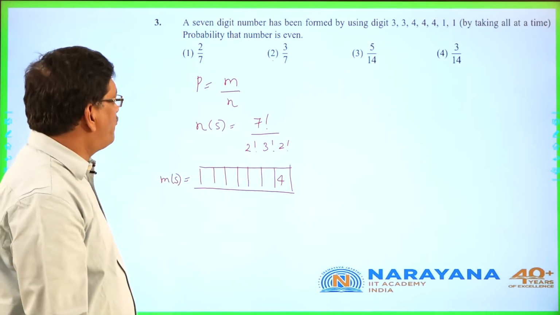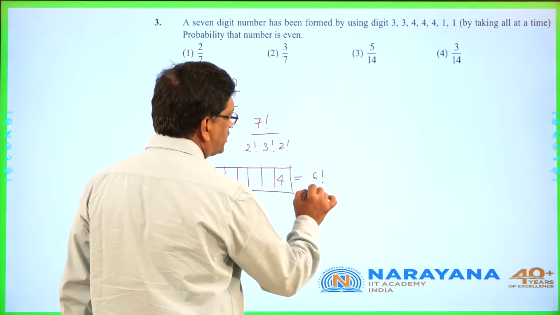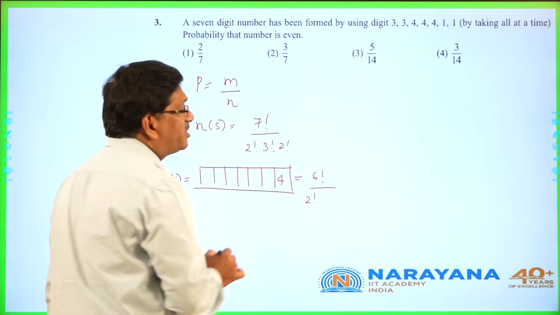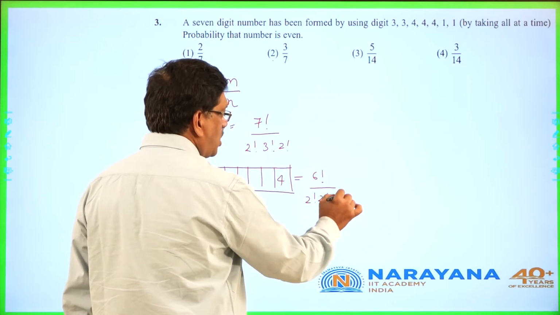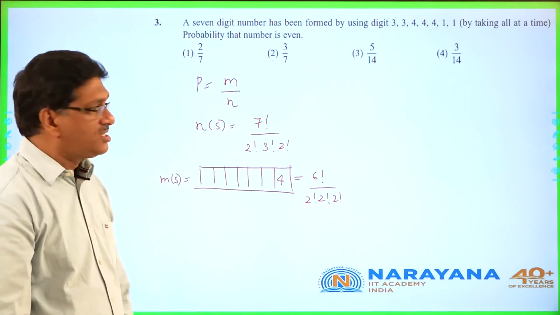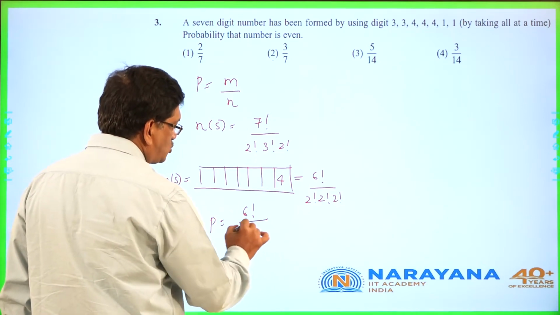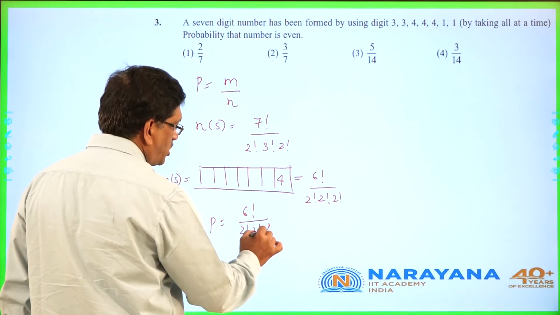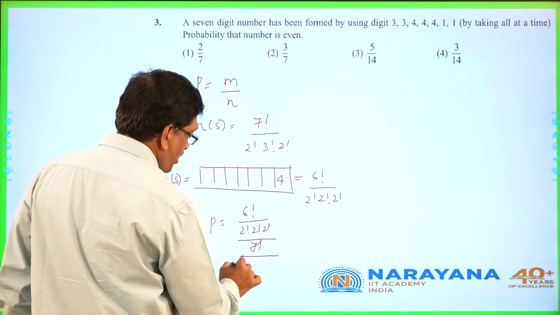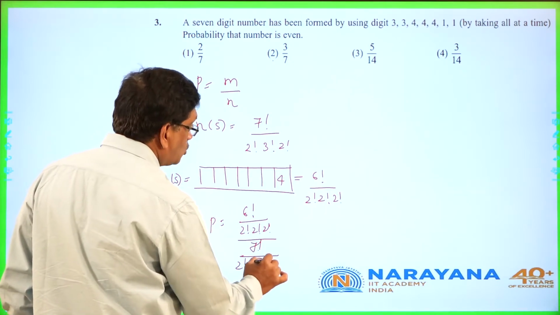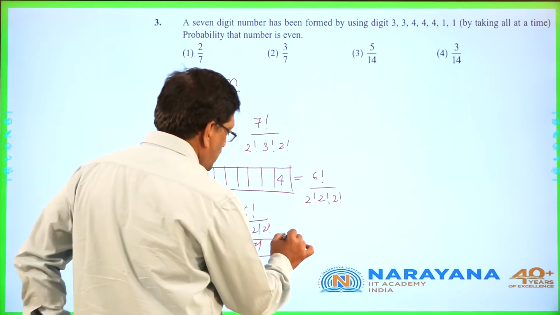Now we are left over with the 6 digits. 6 digits can be permuted in 6 factorial, 3 repeated twice, and 4, excluding this one, repeated twice, 1 also repeated twice. This is the number of favorable. So probability is 6 factorial by 2 factorial, 2 factorial, 2 factorial, by 7 factorial by 2 factorial, 3 factorial, 2 factorial. Let us simplify. We will get the answer.